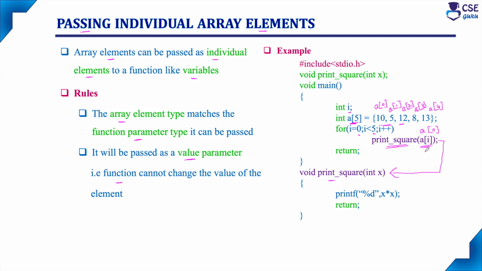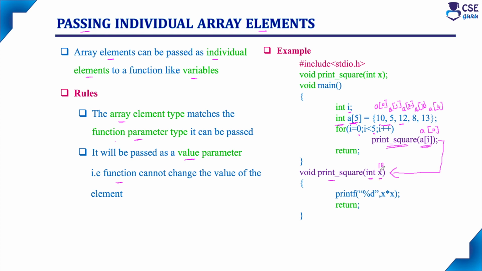First it will pass the element from the location a[0]. What is the element in a[0]? The value 10. So that value 10 will be passed here. And what is the main condition here? The array element type and the function parameter type should be the same. The array element data type is integer and the function parameter data type is also integer. The value it sends from the main function to the user-defined function cannot be changed by the user-defined function, because it is passed as a value parameter. So now 10 will be passed here.